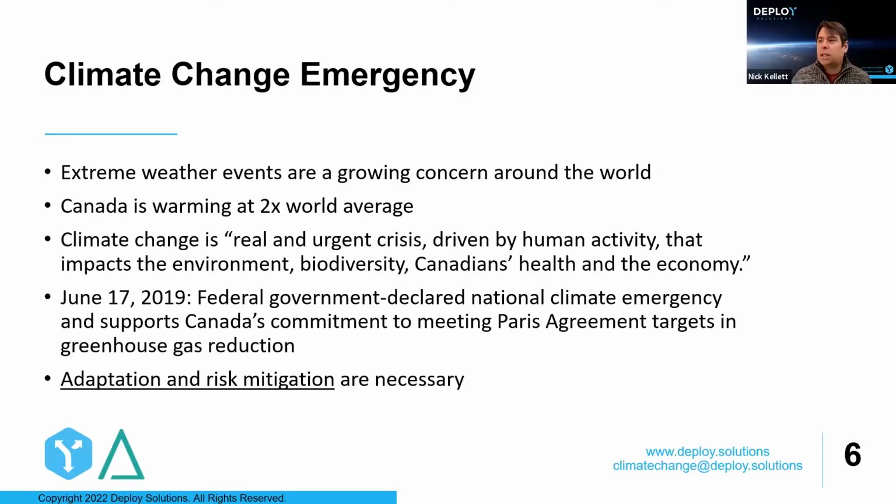So we know that there's a climate change emergency. Extreme weather events are a growing concern around the world. Canada is warming at twice the world average, which is very alarming. And it's a real and urgent crisis, and it's driven by human activity, and it impacts everything. In 2019, the Canadian federal government declared a national climate emergency and a commitment to support the Paris Agreement targets. But we're hearing more and more dire news showing us that adaptation and risk mitigation are necessary for this problem. So no matter what we do, we are affected by climate change and will be increasingly so.